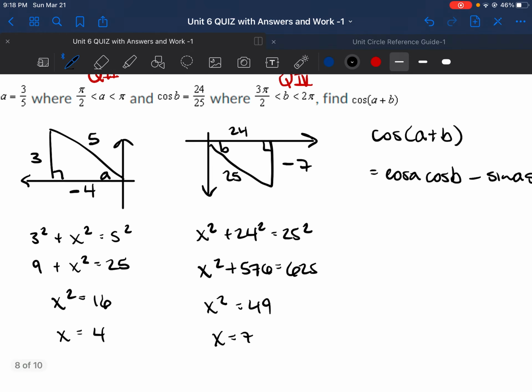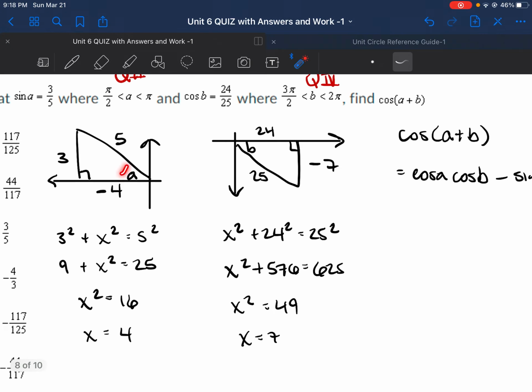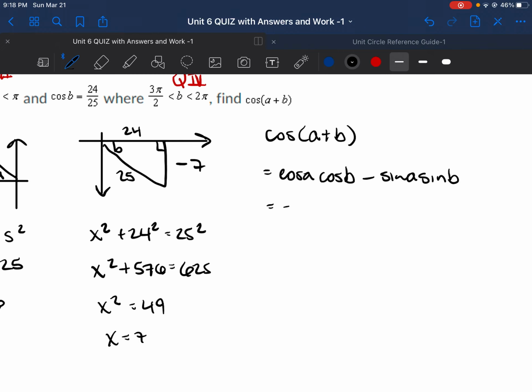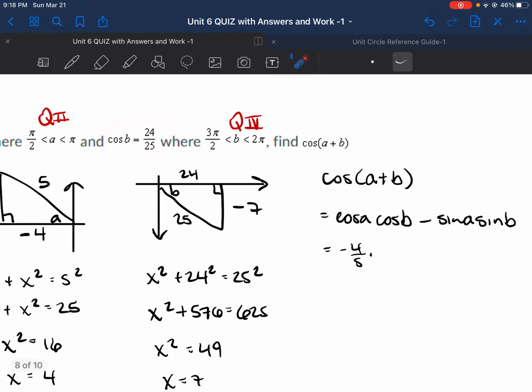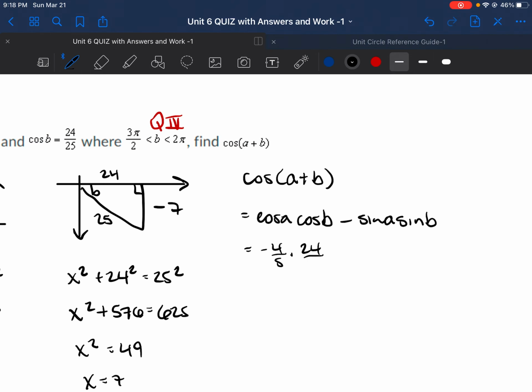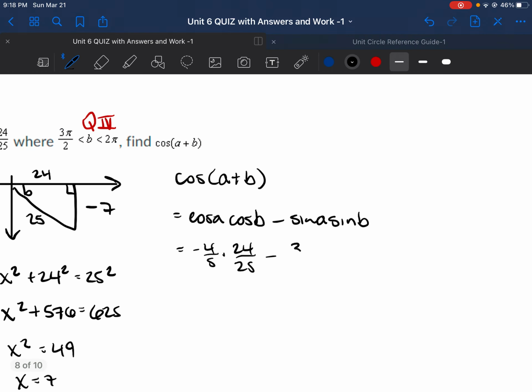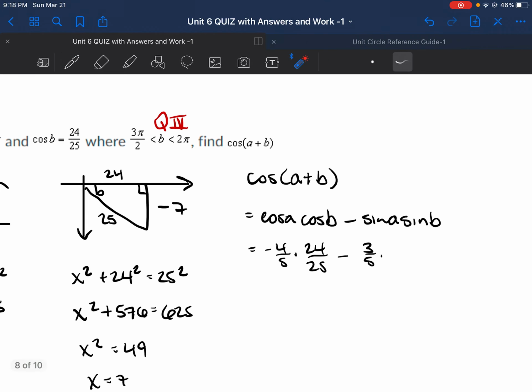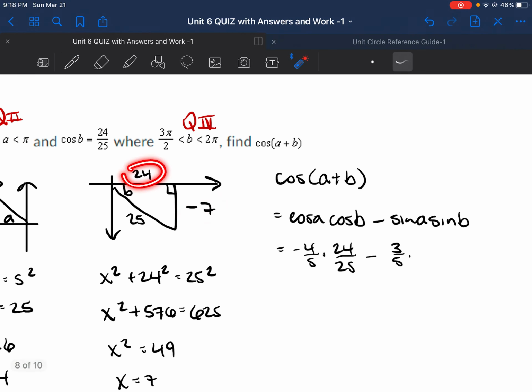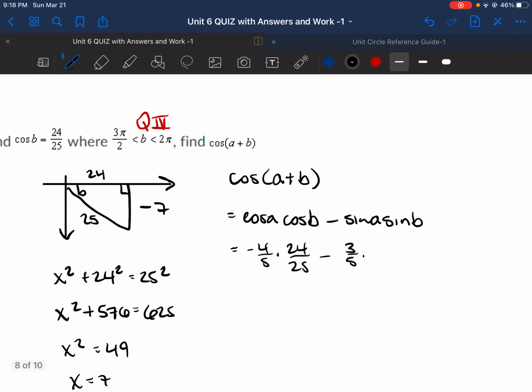All right, so cosine a times cosine b. Cosine of a is going to be -4/5. Cosine b, we already knew, was 24/25. Sine a, we already knew, was 3/5. And sine b is -7/25. Almost put -7/24. Had to catch myself there. -7/25.